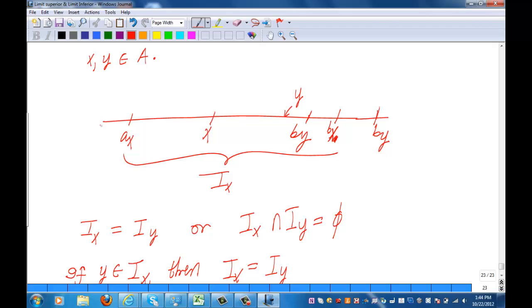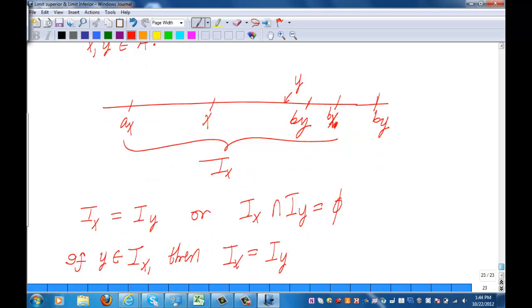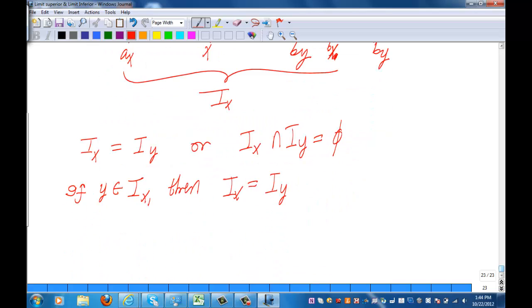So what you want to argue is that if Y is in Ix, then Ax and Ay, Bx and By are the same, and so Ix and Iy must be the same. Once again, I'm not giving you the details here. So that's what we're saying: if Y is in Ix, then Ix and Iy must be the same.